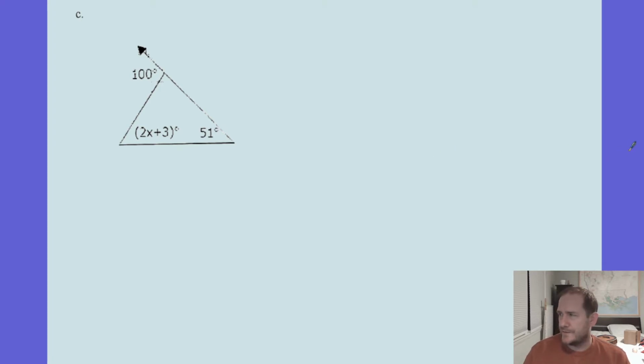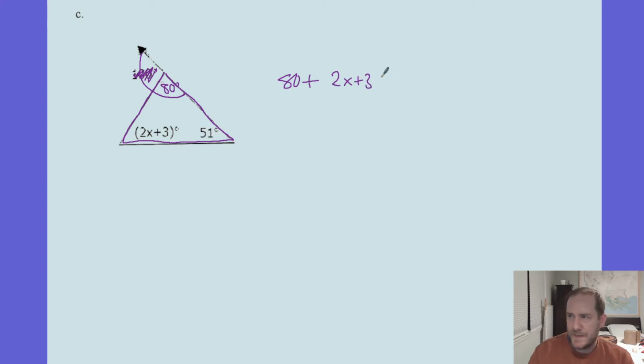So here's another one from the worksheet. We said that this one you could do because these two angles are a linear pair. So you do 180 minus 100 to figure out that this one's 80. From now on, you're just ignoring that 100. This question is about these three inside angles of a triangle that you know have to add up to 180. So you can take the 80 and add to it the 2x plus 3 and add to that the 51. Set that whole thing equal to 180.